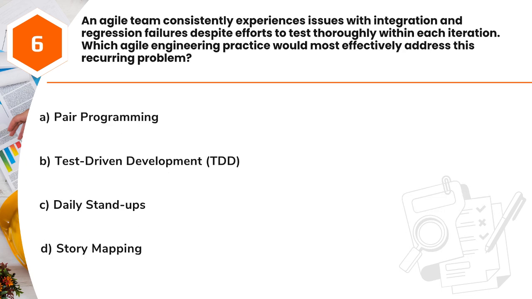Question 6. An agile team consistently experiences issues with integration and regression failures despite efforts to test thoroughly within each iteration. Which agile engineering practice would most effectively address this recurring problem? A. Pair programming. B. Test-driven development, TDD. C. Daily stand-ups. D. Story mapping.